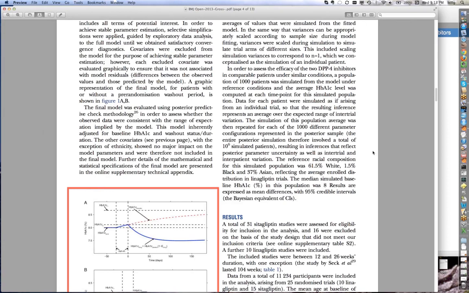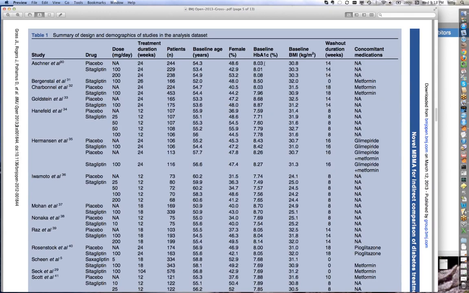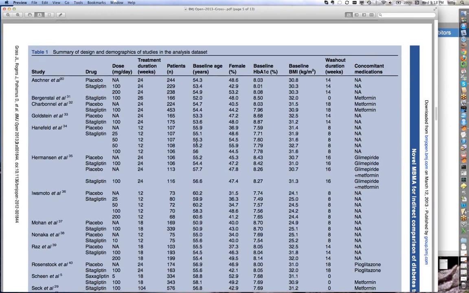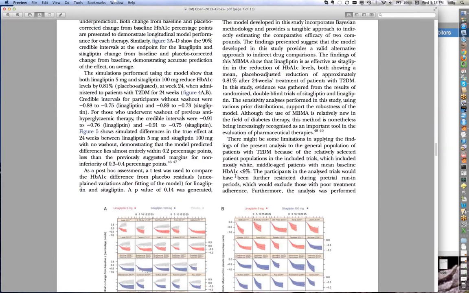And let's scoot on down. Well, these are just baseline data. Unfortunately, we weren't able to publish the rest of the data, which might have been nice. Okay, so let's look at what some of the results look like.